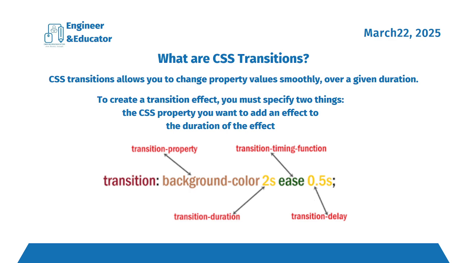Not only color changes, but font size changes and everything else can make use of CSS transitions. To create a transition effect, you must specify two things: the CSS property you want to add an effect to, and the duration of the effect. First is transition. You must give the word transition, then the transition property, that means which property of that particular element you intend to change.